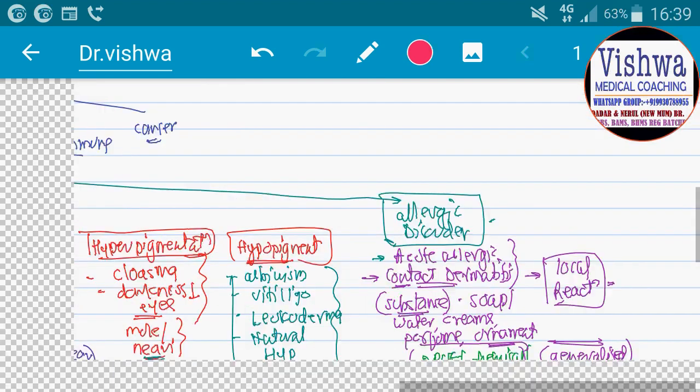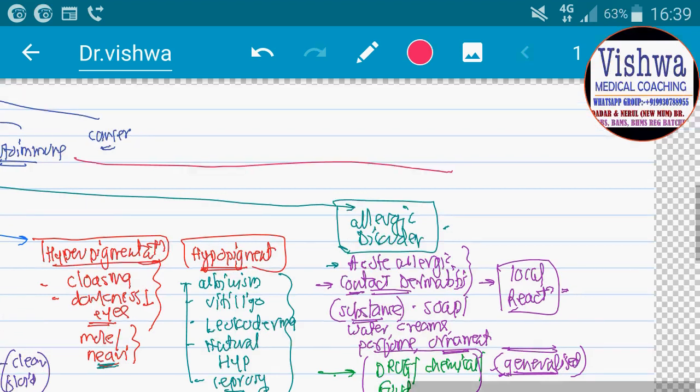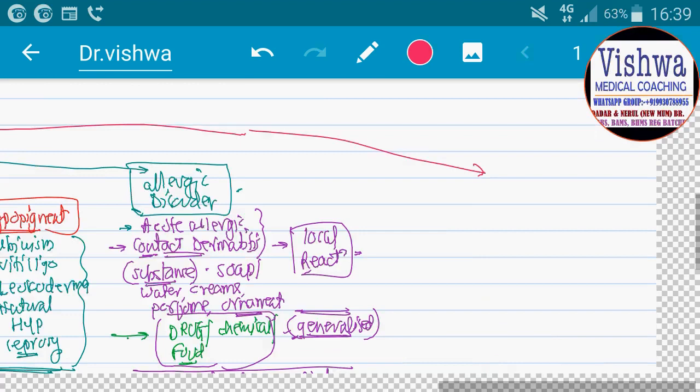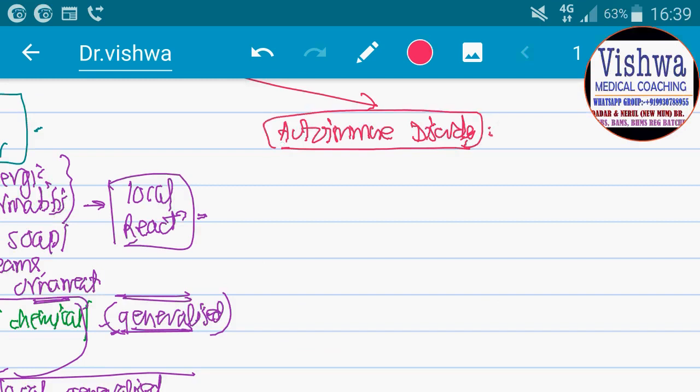Let's go to the autoimmune ones. You also have the autoimmune disorders. Again, they are very common in dermatology. One of the most important things that you must know is psoriasis. You also have dermatitis. There are various disorders which are autoimmune in nature.